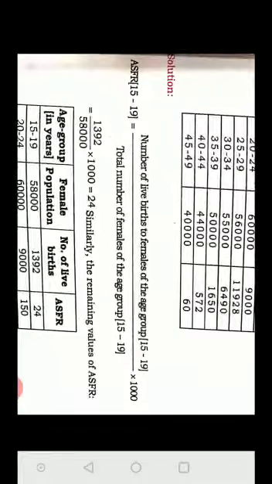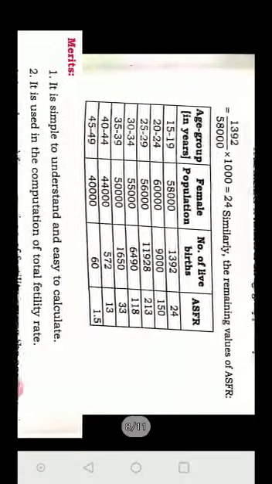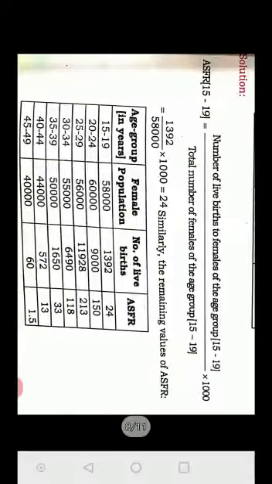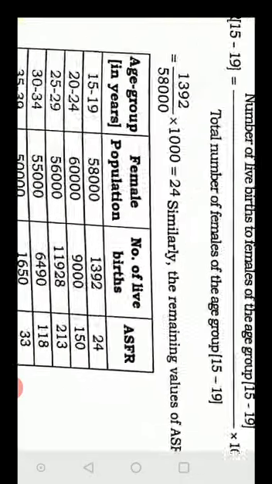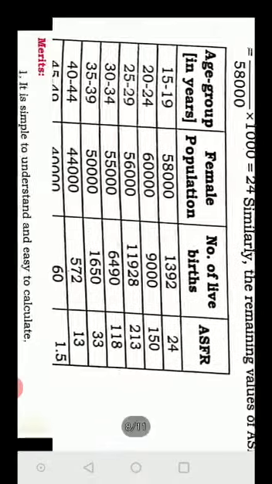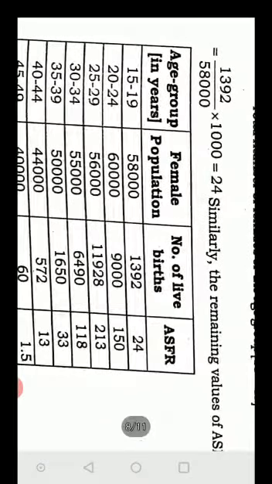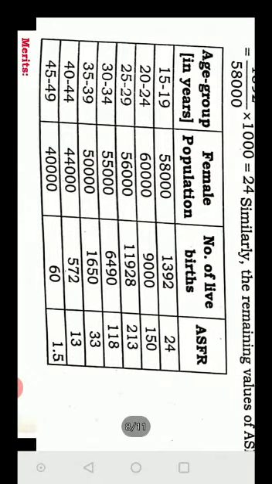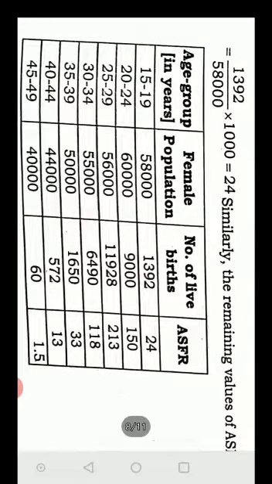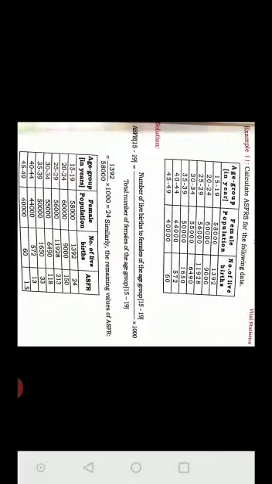This is how you calculate the first one. Similarly, for all of them you will calculate the ASFR. That is 9,000 divided by 60,000 into 1000. You get 150. Then 11,928 divided by 56,000 into 1000. You get 213. So you calculate separately for all the age groups, make a new column ASFR and write the values. So the first one you get 24, 150, 213, 118, 33, 13 and 1.5. So this is a simple example for ASFR.